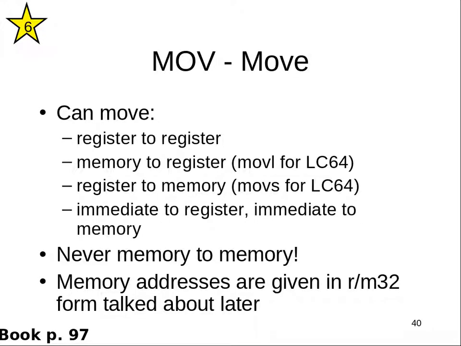Okay, we're just going to keep talking about move. So the move is unfortunately going to be your most confusing instruction, even though it should be the simplest one. You move a value from one register to another register, like from EAX to EBX. You can move from memory to register, so at this address, take the value there and shove it into this register. This was called move L for LC64. And you can move from a register to memory, that's called a save word, because you're saving from a register to memory, and that's the move S. You can do immediate to register and immediate to memory as well. And immediate means you just type in the value, but you never can do it from memory to memory. And memory addresses are given in the RM32 format, which I will show you later.